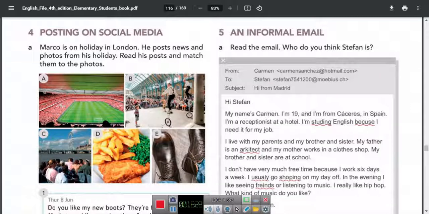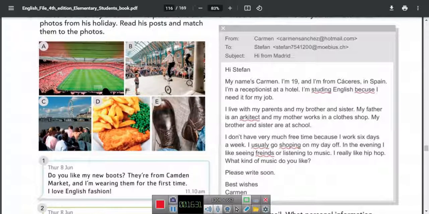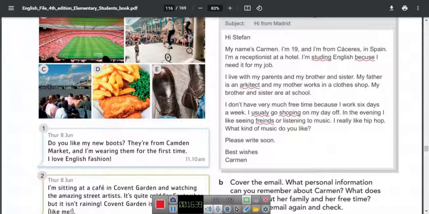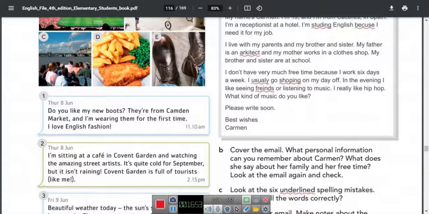from Cáceres in Spain. I'm a receptionist at a hotel. I'm studying English because I need it for my job. I live with my parents and my brother and sister. My father is an architect and my mother works in a clothes shop. My brother and sister are at school. I don't have very much free time because I work 6 days a week. So I usually go shopping on my day off. In the evening, I like seeing friends and listening to music. I really like hip-hop. What kind of music do you like? Please write soon. Best wishes, Carmen.